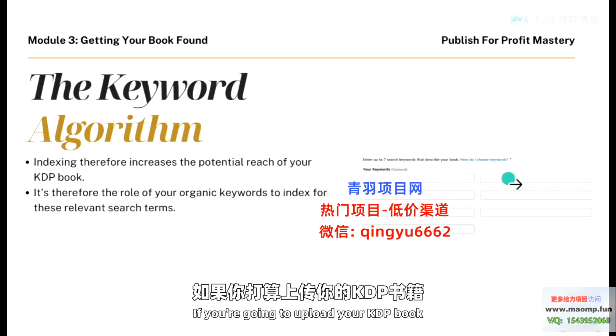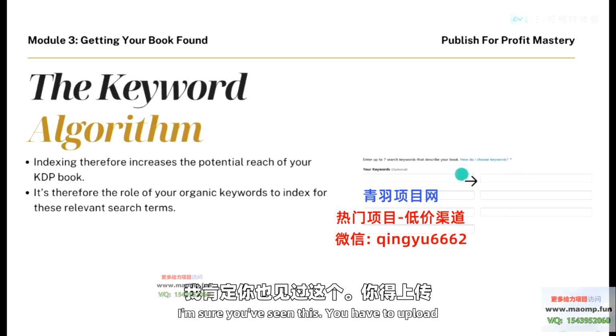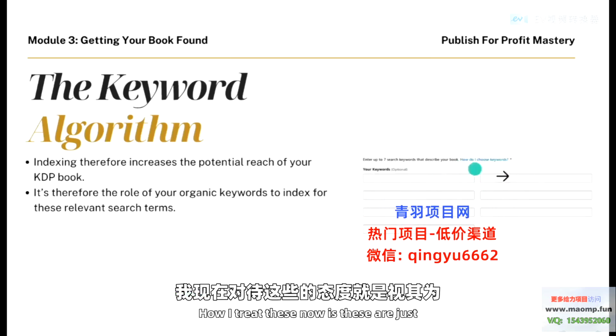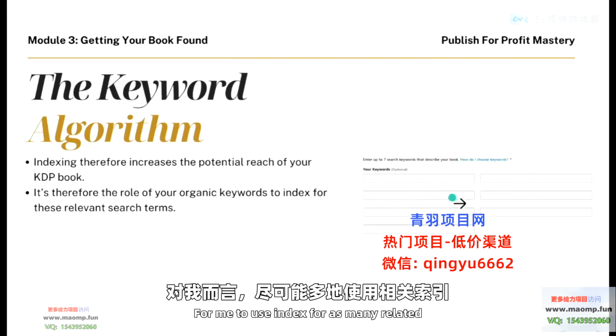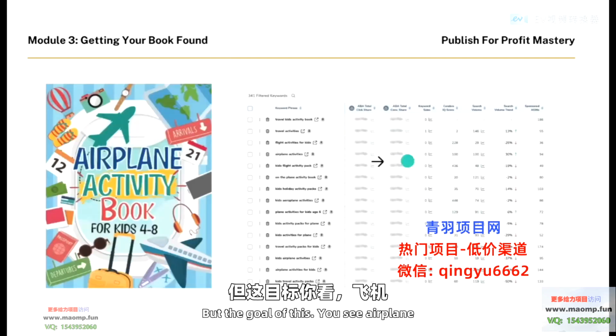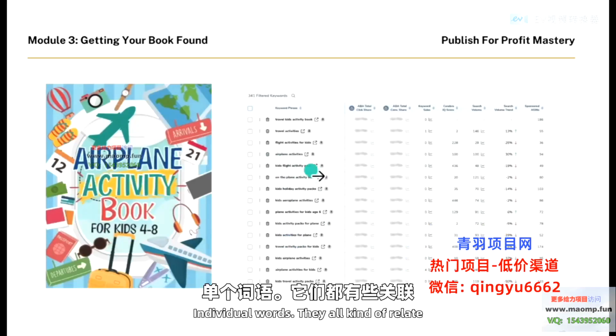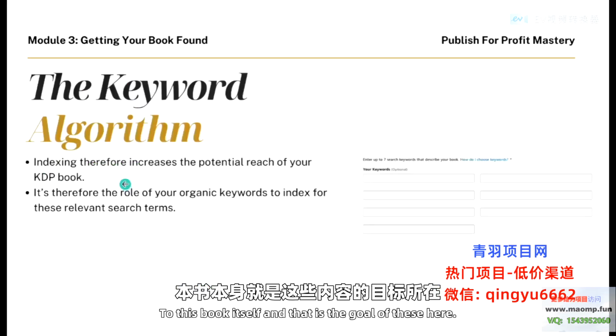So if you go to upload your KDP book, I'm sure you've seen this. You have to upload some keywords into your 7 keyword boxes. How I treat these now is they are just for me to index for as many related keywords as I possibly can. You see, airplane activity book for kids. Look at all these individual words. They all relate to this book itself. And that is the goal of these boxes.